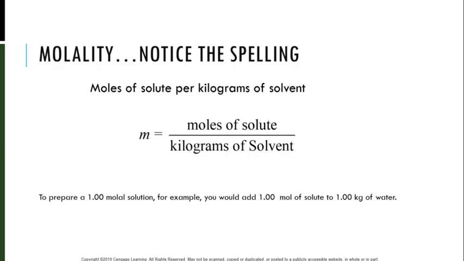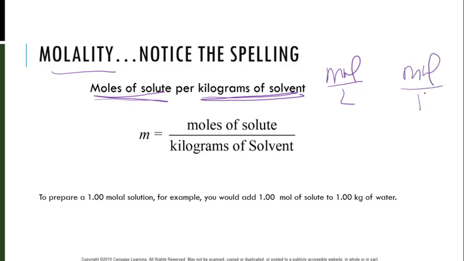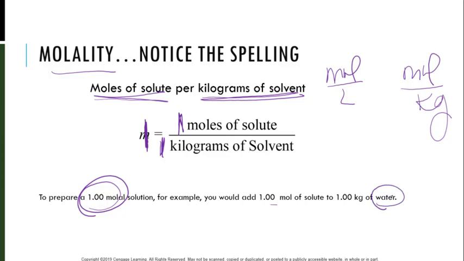Another quantitative aspect of solutions is finding the molality. Notice the difference in spelling. Molality is moles of solute per kilograms of solvent. So not moles per liter, this is moles per kilogram. To prepare a 1 molal solution, so to have 1 here, we would need 1 mole of solute added to 1 kilogram of solvent, in this case, water.